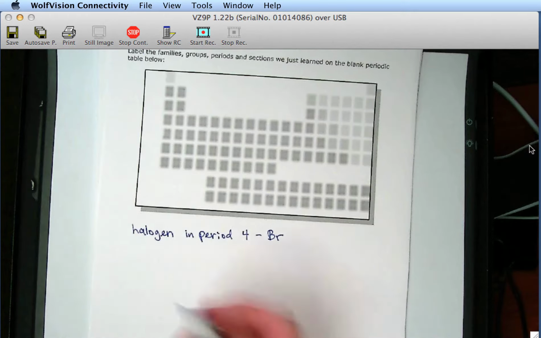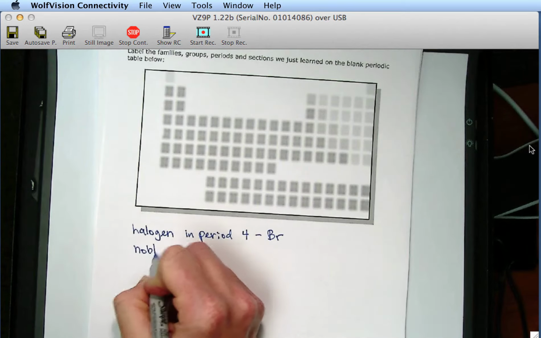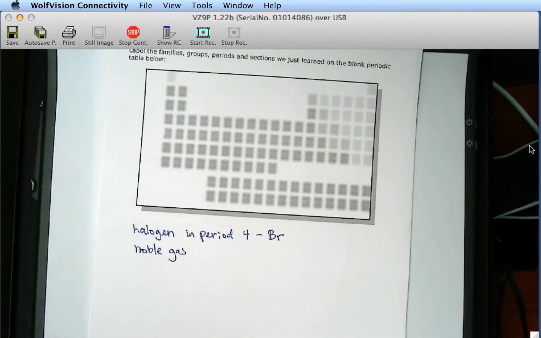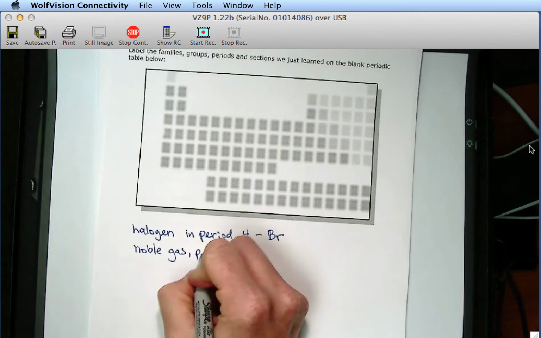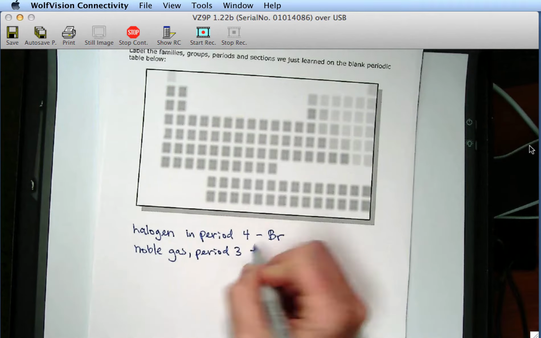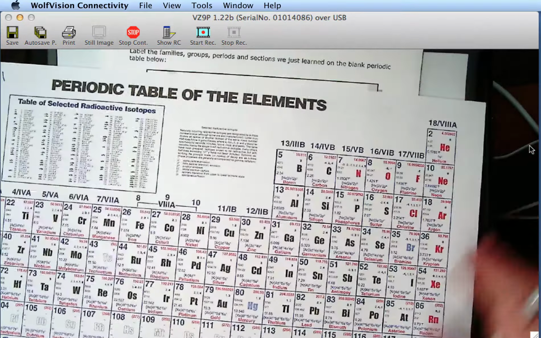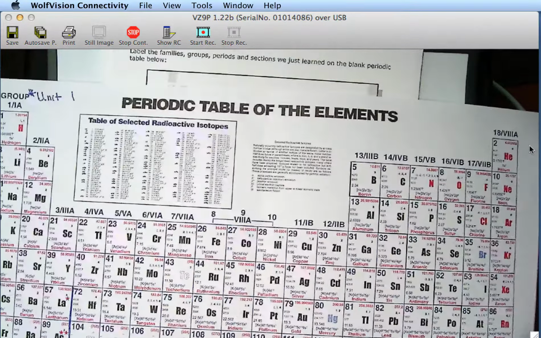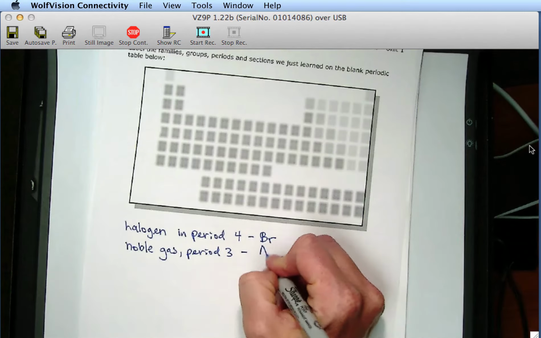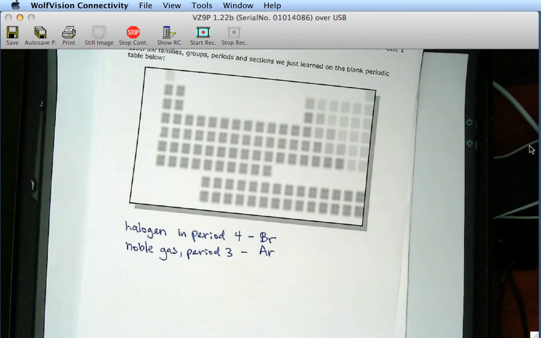If I said, I want to know what a noble gas is in period 3. So a noble gas, period 3. So my period, argon. There we go. I think the noble gas is like really unsteady too. They're called inert gases too. They're not very reactive. So they're very stable. Oh, they're very stable. Yeah.